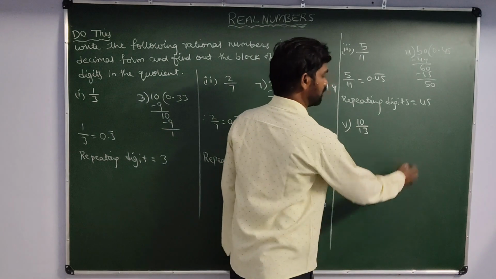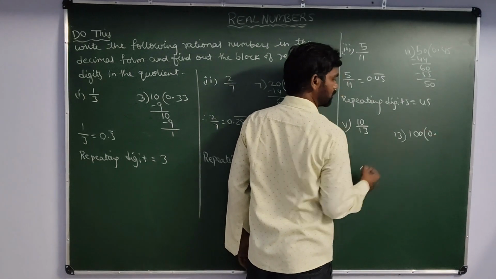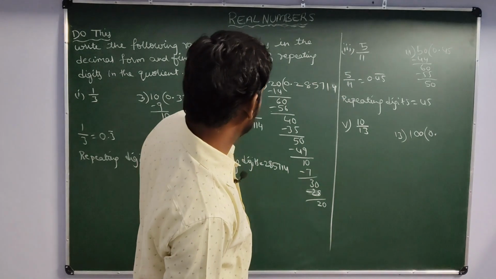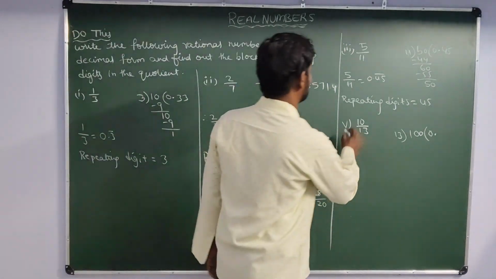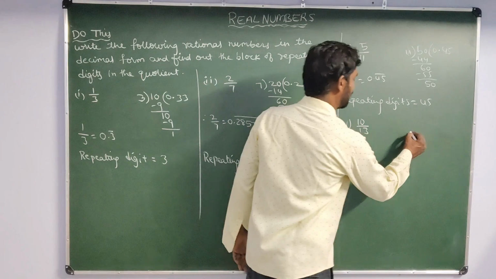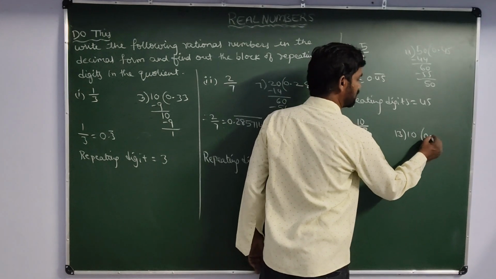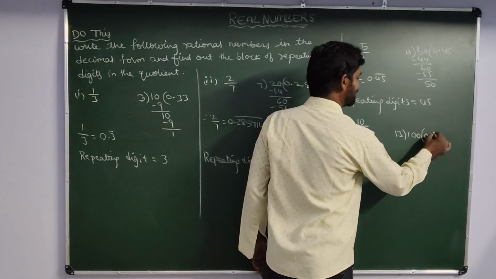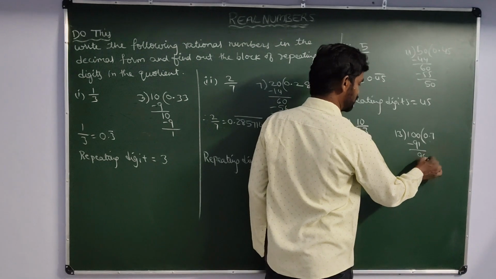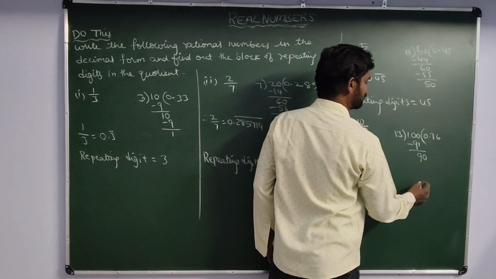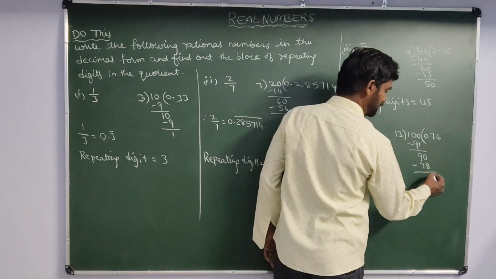Fifth question, 10 by 13. Now divide 10 by 13. It is not possible, so consider here 0 point, take one 0 here. 13 sevens are 91. So 100 minus 91 is 9. So take 0 here. 13 6s are 78. 90 minus 78 is 12.